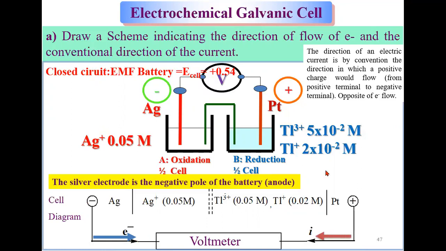Conventionally, guys, it's always opposite to the direction of the electron flow. So the current goes from the positive pole to the negative pole. And here we say, formally, that the direction of an electric current is by convention the direction in which a positive charge would flow. And a positive charge would start at the positive pole and go to the negative terminal, which is opposite to the electron flow.